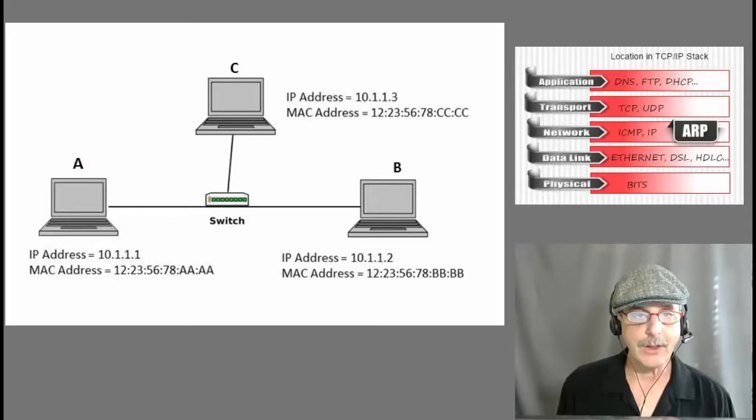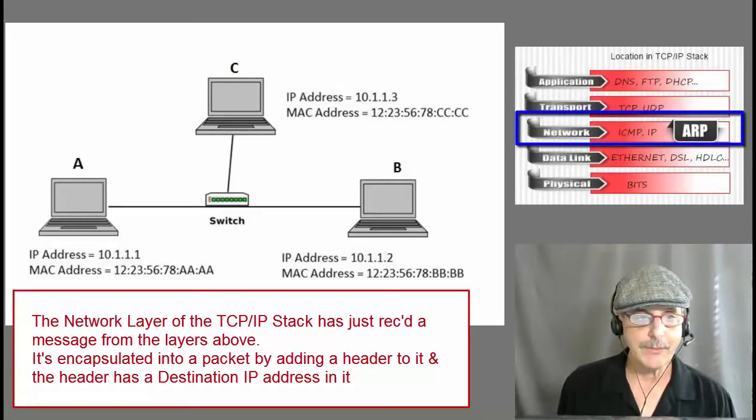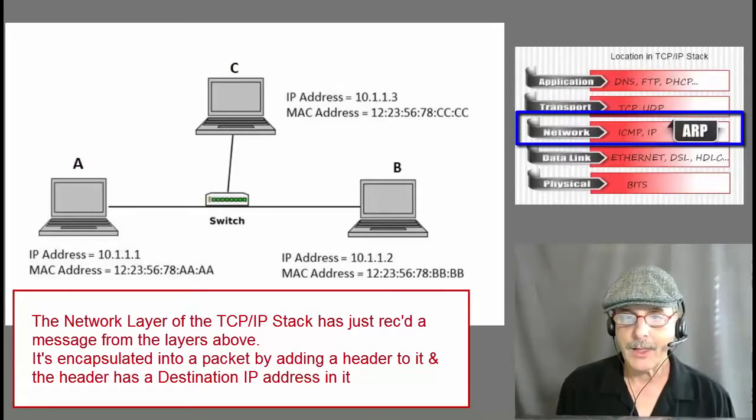Now suppose we want to send a message from host A to host B. We start at the point where the network layer of the TCP/IP stack has just received a message to send from the layers above. This is encapsulated into a packet by appending a header to it, and it has the destination IP address in it.